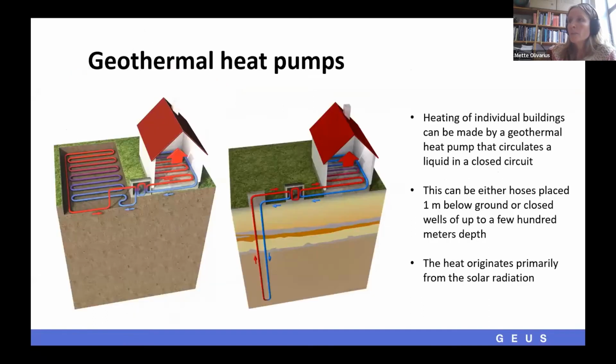Yes, and just to show this shallow solution with geothermal heat pumps, that is something completely different, because the deep geothermal energy is produced from constant radioactive decays in the core of the earth. Whereas this builds on the solar radiation and just takes up the very shallow heat for individual buildings, where you can have these closed loops with a liquid, and it can either be placed 1 meter underground or a few hundred meters deep.